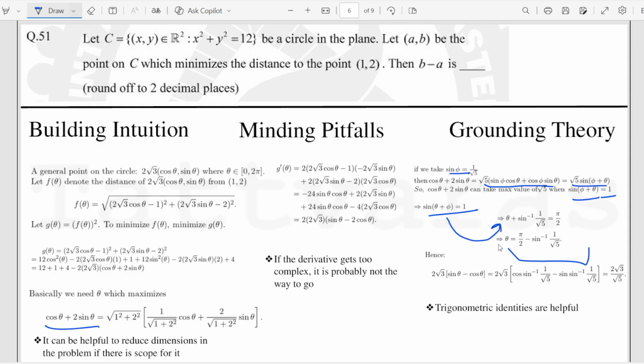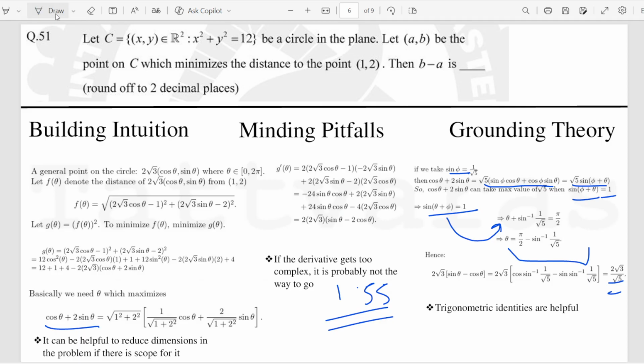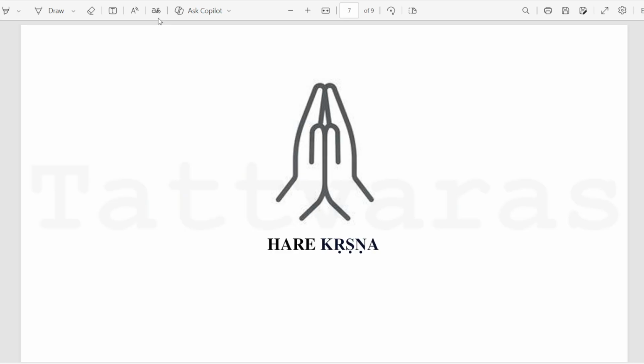And we have the theta, and b minus a is nothing but 2 root 3 sine theta minus 2 root 3 cos theta, which is the coordinate difference between the coordinates of the point. And we get this when you, thankfully you'll be given an online calculator. So using that you would see that this value comes close to 1.55, which is the answer. So that's it. Hare Krishna.